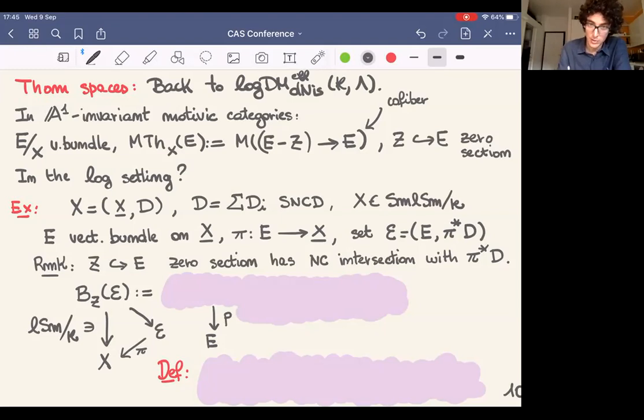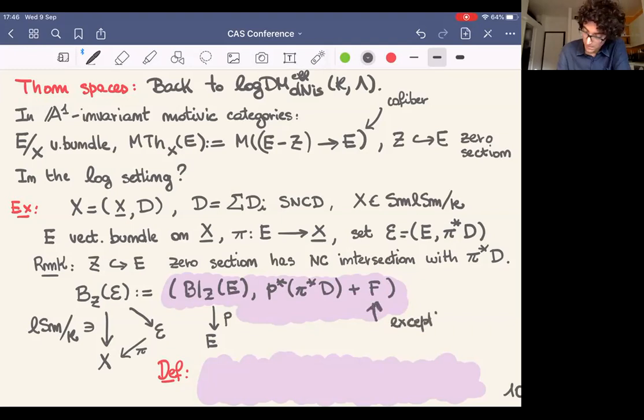Let's consider the zero section of this vector bundle, and let me write BZE for the following log scheme. I consider the blow up of the zero section of the scheme E, and as a log structure, I consider P upper star of pi upper star of D plus, let's call this guy F, plus the exceptional divisor. Okay, so now I have a map back to E.